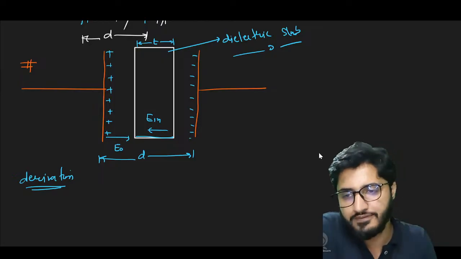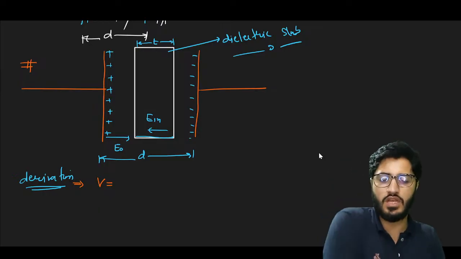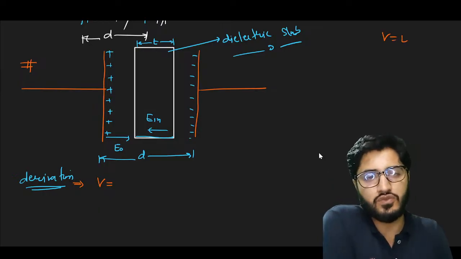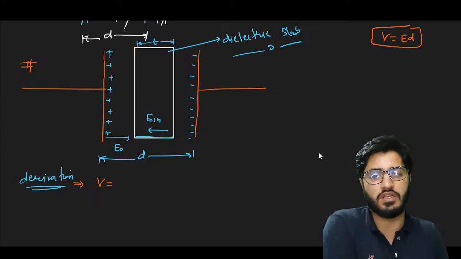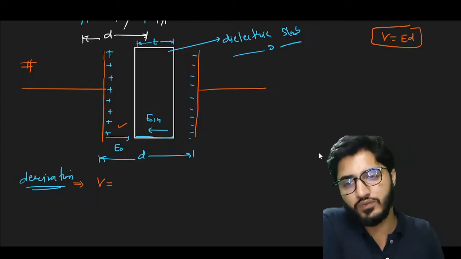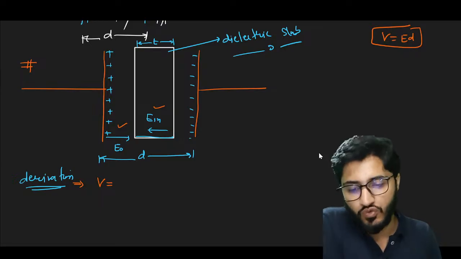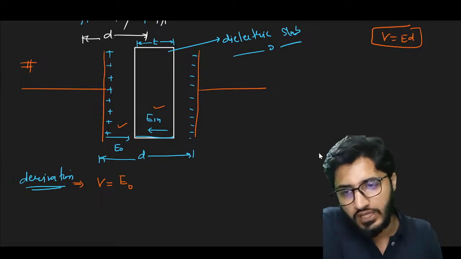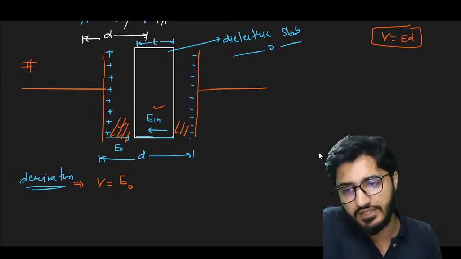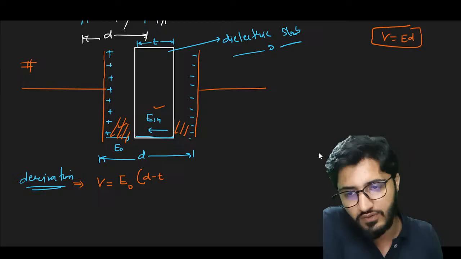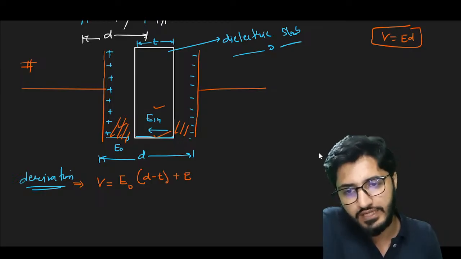Now what can we do? What will be V? What is V now? I guess V equals E into D. Here is 1E, here is 1E, so there will be 2V. So V equals E naught. E naught is present between this gap and this gap only. That means D minus T. E naught is present between D minus T only, plus this E. This E is present in T only. So V equals E naught times D minus T.